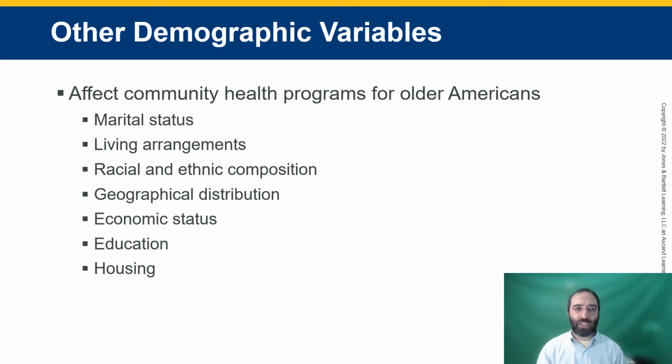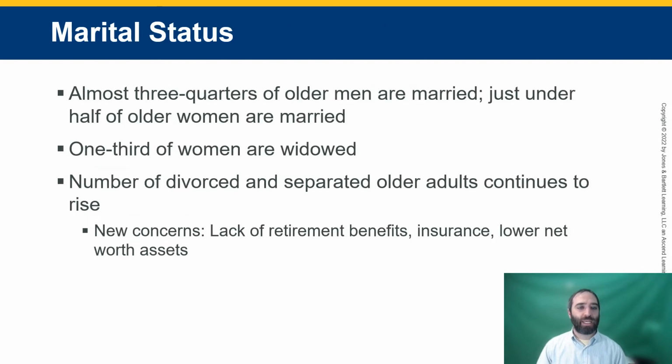So in addition to the things we've already mentioned, there are other factors that affect community health programs, and those are things like marital status. Oftentimes this makes a difference in people's health, living arrangements, the racial and ethnic composition, where they are at geographically, economic status, housing, and education. We'll actually cover several of those here in future slides in more detail.